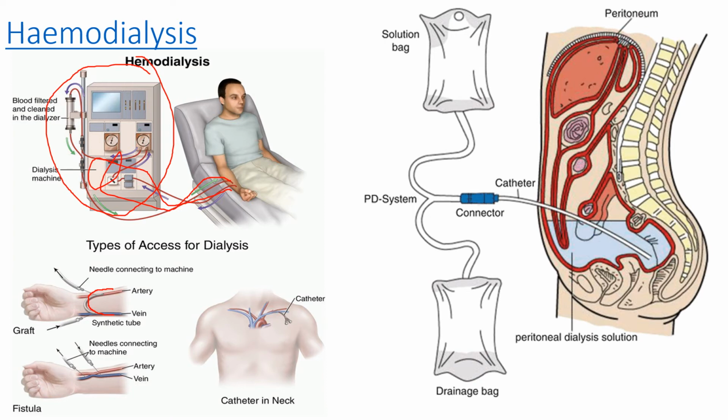Additionally, there's peritoneal dialysis, where the dialyzing solution is just literally put through a catheter into your patient's abdomen, and the waste products are osmotically encouraged to enter this dialysis fluid, and that fluid's drained off. So that's another method of dialysis as well.